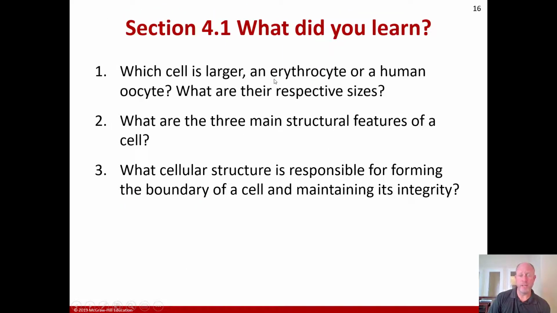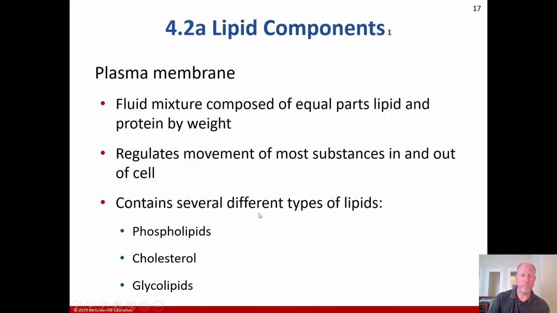So you should be able to go back to that section and now note which cell is larger, an erythrocyte or a human oocyte, and what their respective sizes are, the erythrocyte being, of course, 7 to 8 micrometers and the oocyte being about 120 micrometers. Also the structural features of a cell, and which part of the structure is responsible for forming the boundary of a cell and maintaining its integrity. That should be pretty straightforward, but go back as you need to.